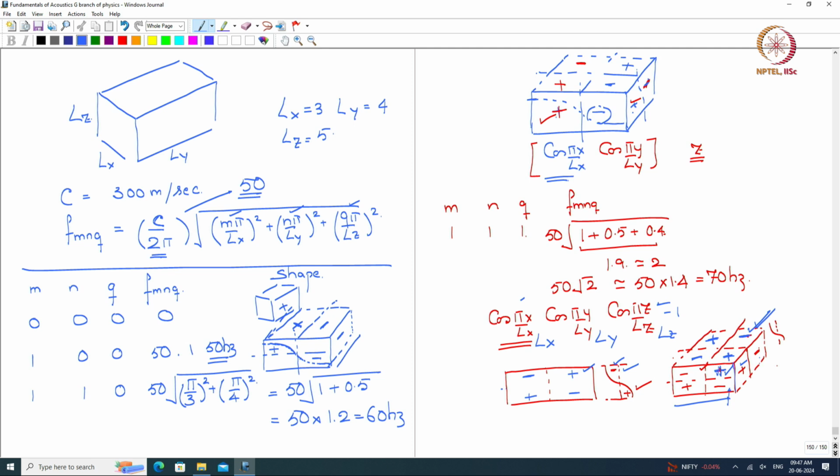That is how the sound field looks like. If you take a microphone and move around inside the box, this is how you will see it. I close this lecture here now.